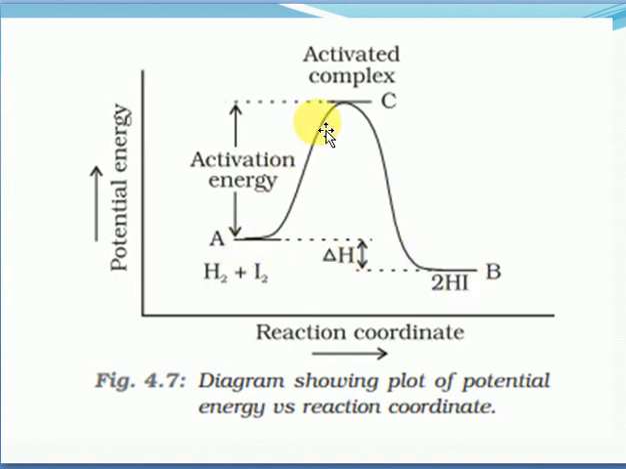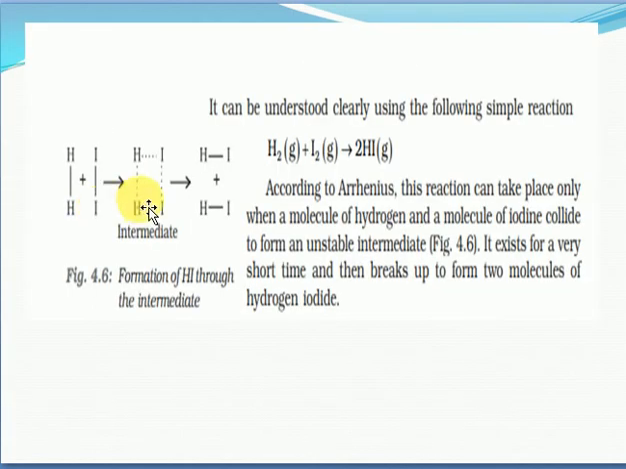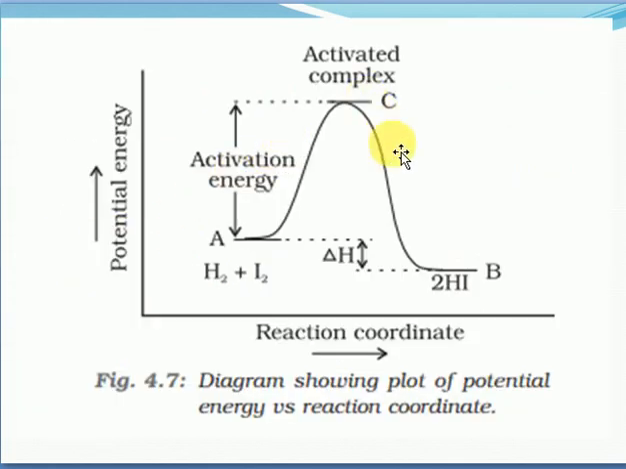This barrier is called the activation energy. Just imagine, when these two molecules collide, they get this activation energy and can easily travel from here to here. When they travel, they form an intermediate state, the activated complex, which finally leads to the product. One point to remember, students: this is the reactant A, this is the product B, and this difference in energy is delta H.